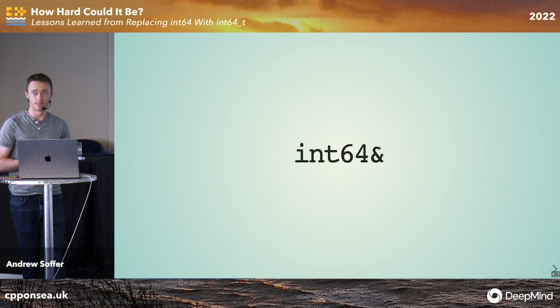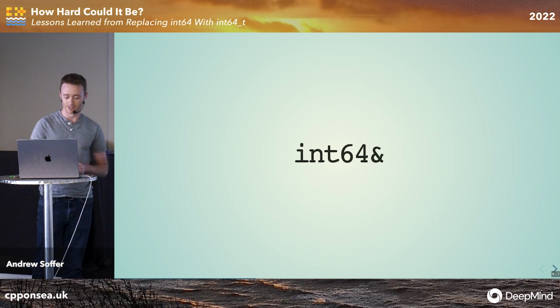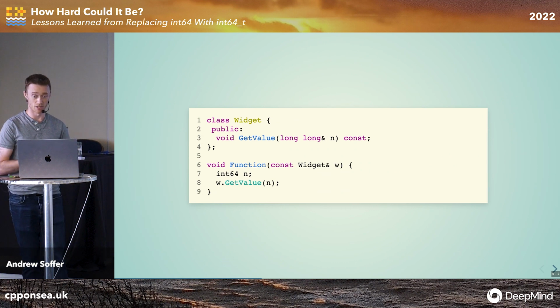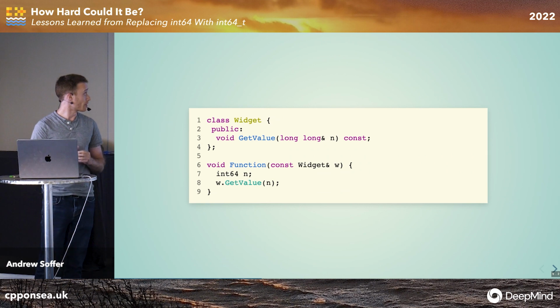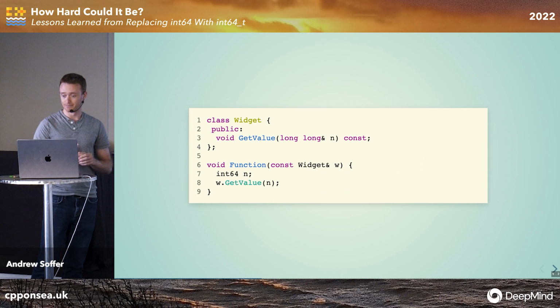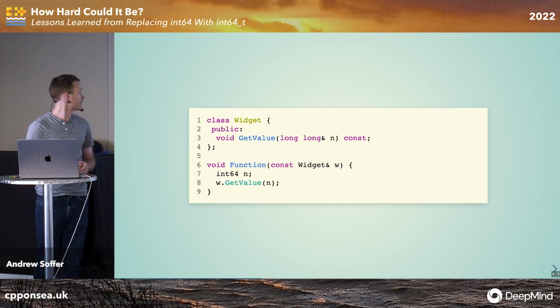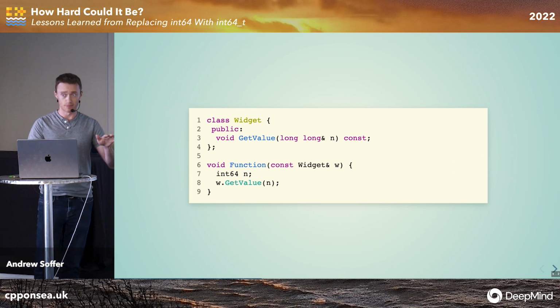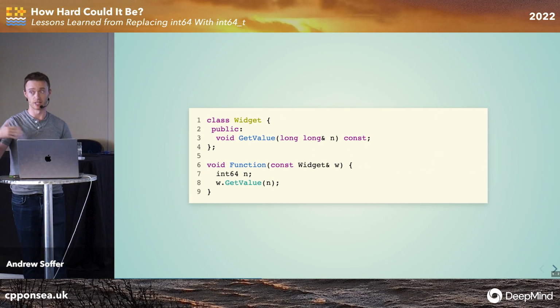So let's start looking at some of these problems. Let's look at what happens here. We've got this widget class, and it has a member function that takes a long by reference. And the callers pass in int64 and get out a value. Remember that all of the examples I'm going to show you today are compiling just fine when int64 is an alias for long. That's sort of our starting place.